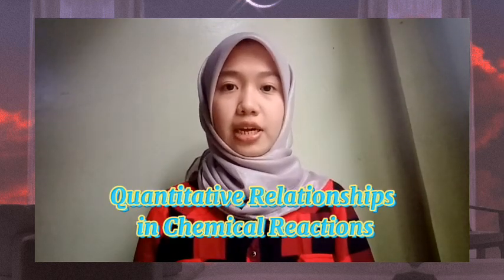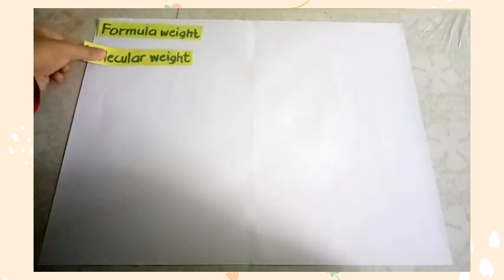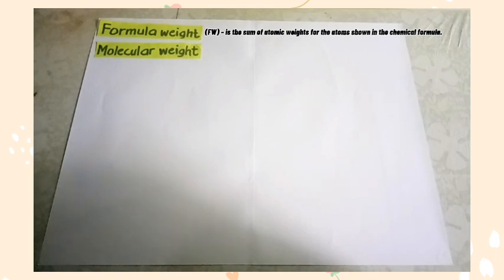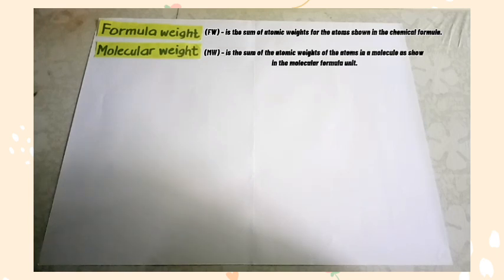For today's video, I am going to answer 3 different questions involving quantitative relationships in chemical reactions. In number 1 question, it is all about the formula weight and the molecular weight. Formula weight is the sum of atomic weights for the atoms shown in the chemical formula. Molecular weight is the sum of the atomic weights of the atoms in a molecule as shown in the molecular formula unit.